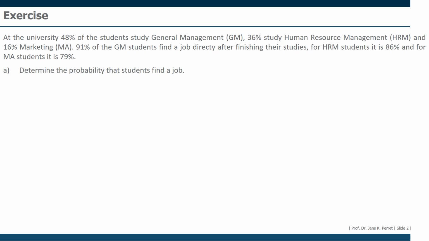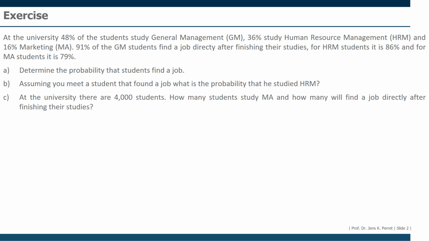First off, determine the probability that students find a job. We could add, independent of their study program. B, assuming you meet a student that found a job, what is the probability that he studied HRM? And finally, at the university, there are 4,000 students. How many students study MA and how many will find a job directly after finishing their studies? Well, let's work through these three parts step by step.